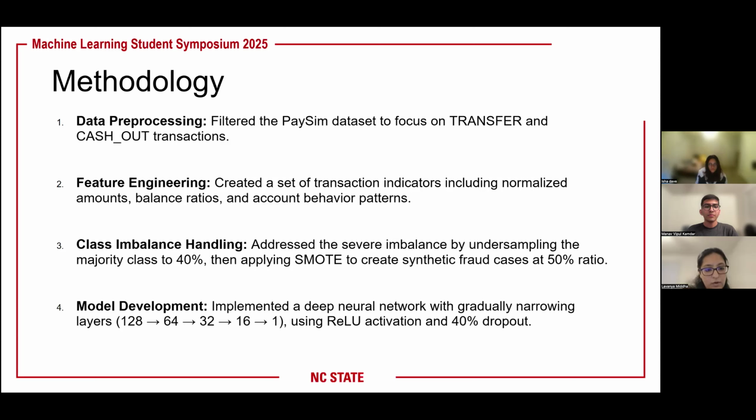We then did the model development in which we started with 128 neurons in the first layer and gradually decreased the width of the layers to 1 neuron in the final output layer. We also used ReLU activation function and 40% dropout. Dropout was used as a regularization mechanism to ensure that the model does not overfit.